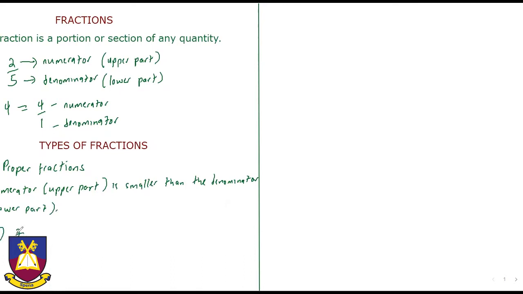7/10 is a proper fraction because the numerator is smaller than the denominator, or the denominator is bigger than the numerator. We could have other examples. A half is a proper fraction, a quarter is a proper fraction, 2/7 is a proper fraction. Every time a fraction has a denominator bigger than the numerator, it's said to be a proper fraction.